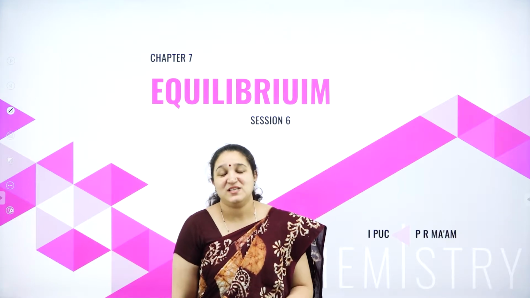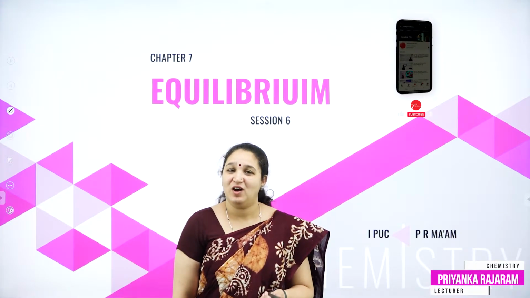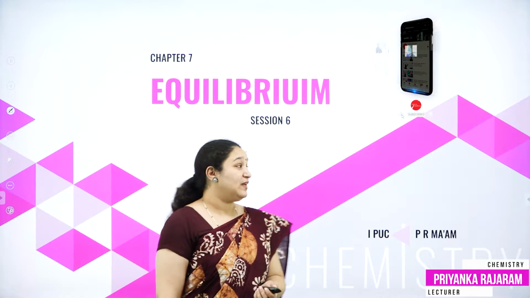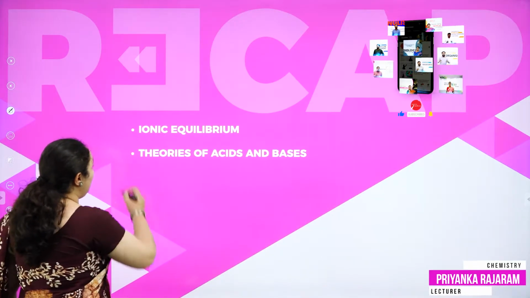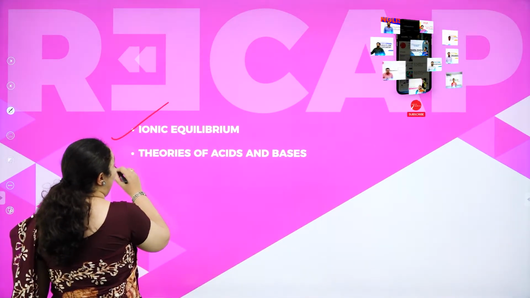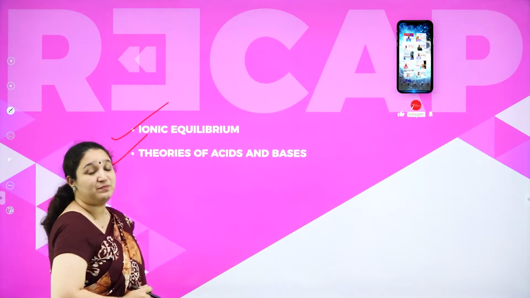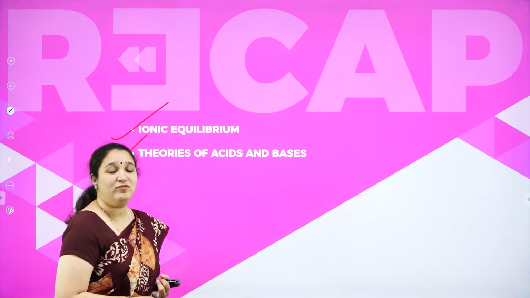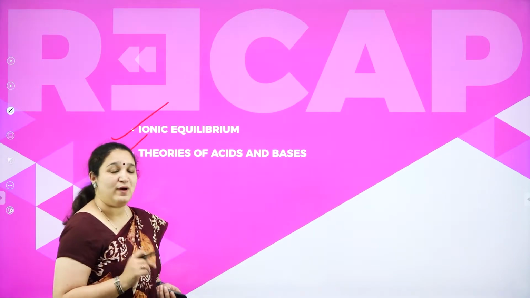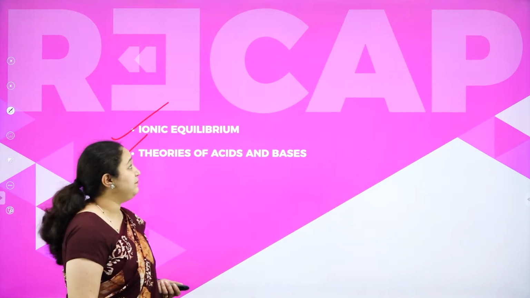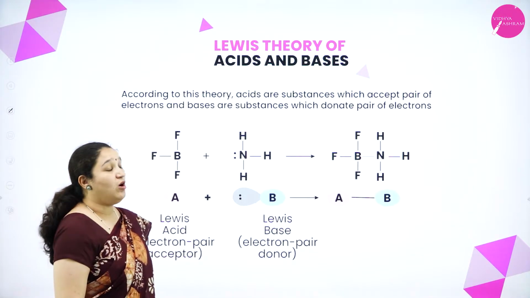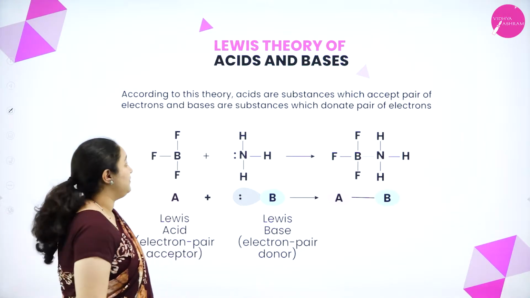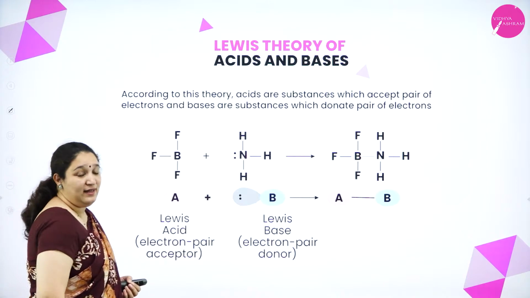Hello my dear students, welcome back to session 7 on the chapter equilibrium. Last class we studied about ionic equilibrium and theories of acids and bases, that is Arrhenius theory and Bronsted-Lowry theory of acids and bases. We have one more theory which is left behind, that is Lewis theory of acids and bases. So what does it say exactly?